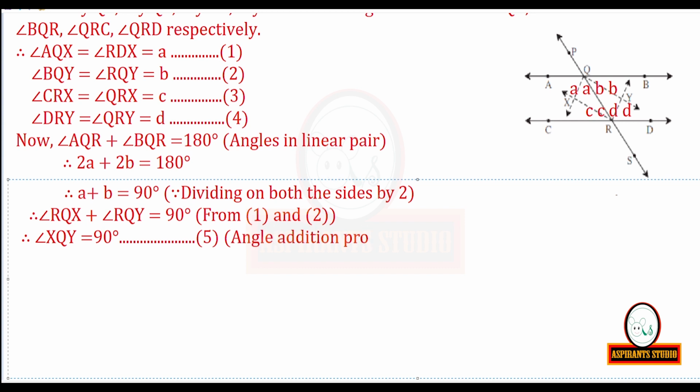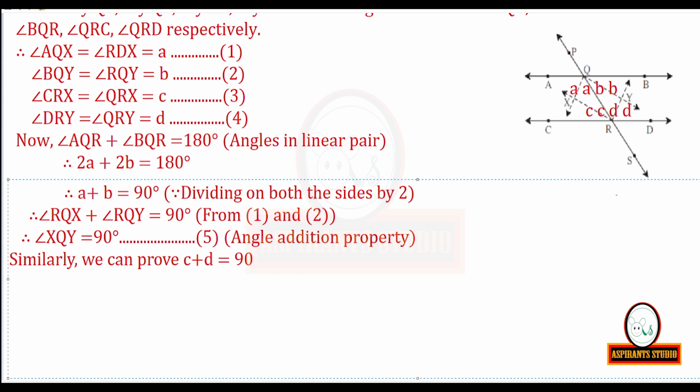Now look at these two angles in the figure. You can get it by the angle addition property. The combination of them is angle XQY. By the angle addition property we can add these two angles and write it as angle XQY. So angle XQY is equal to 90 degrees. This is equation number 5.